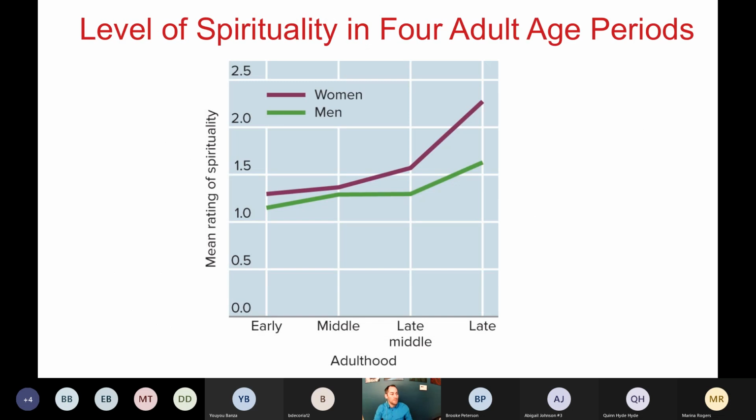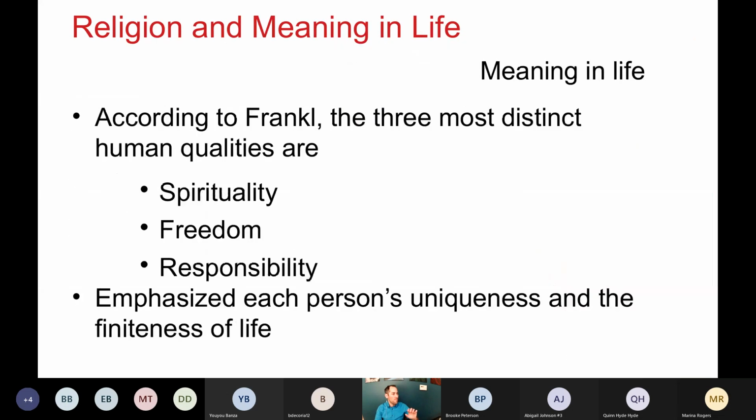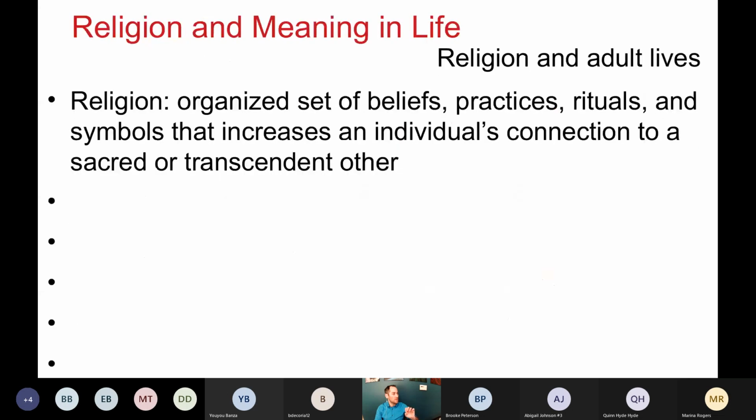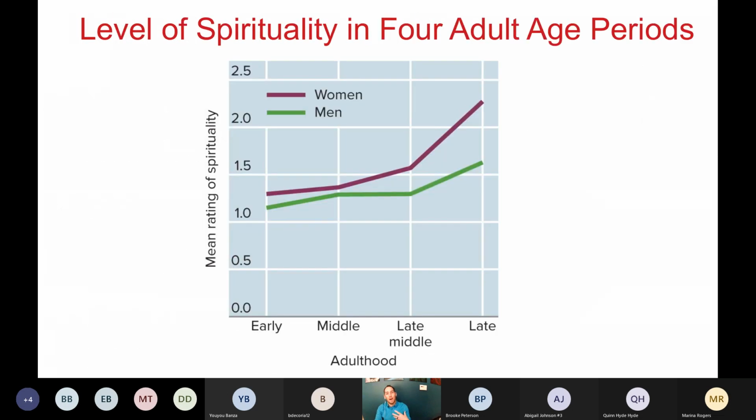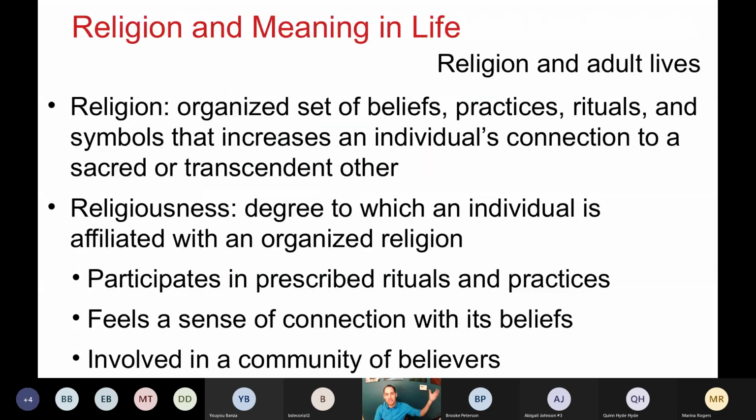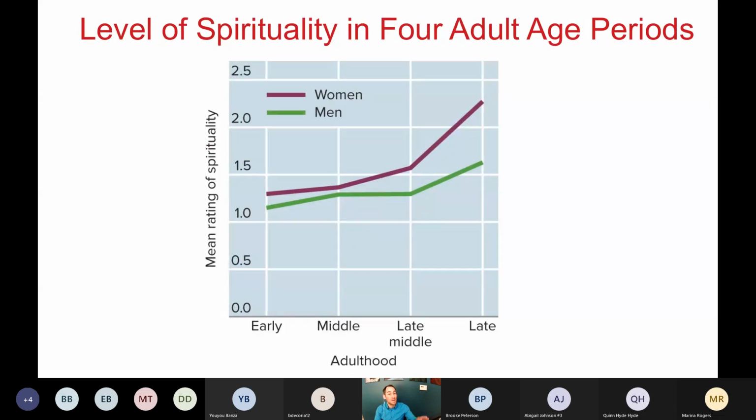So with this, levels of spirituality in general. Now we're jumping from religiosity to spirituality, and I think we've got the definition. Maybe I didn't actually put the difference. So religion is beliefs, practices, rituals. Spirituality is more a sense of personal connection with some kind of transcendent other, some sacred or transcendent thing. So religion is that set of beliefs or practices. Spirituality is a sense of connection. You don't necessarily have to have the beliefs and practices for spirituality.